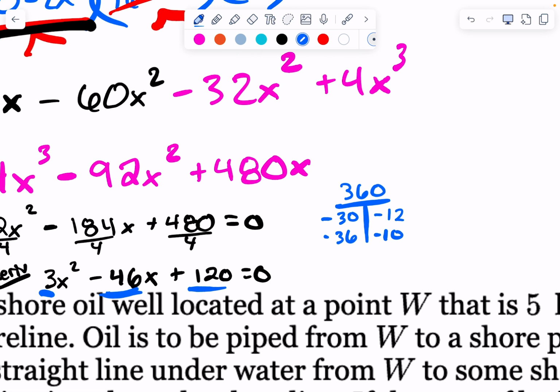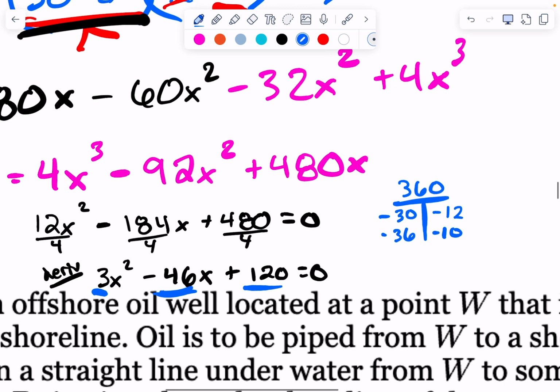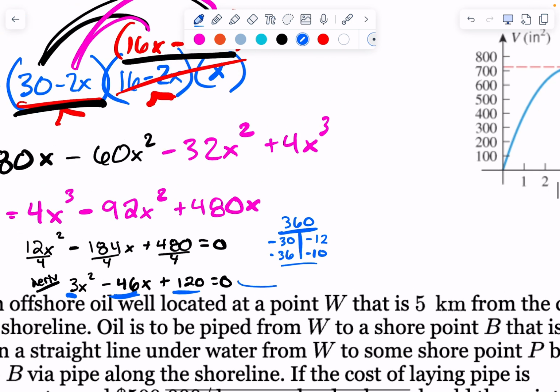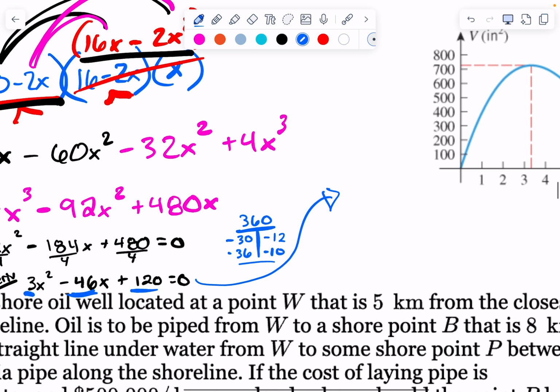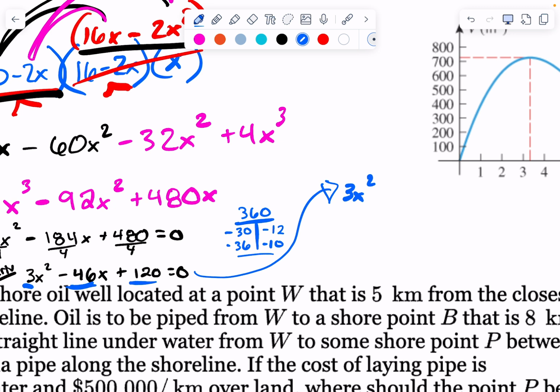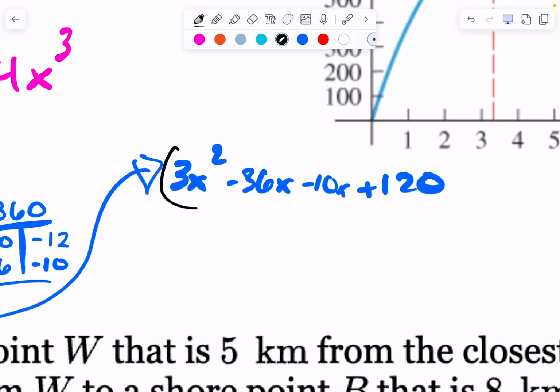Are you lost? Do I need to back up? No. Okay, we're at the derivative. We're breaking them down. We're doing a complex trinomial. And we got negative 36 and negative 10. Okay, so I'm going to set them up into 4 pieces and factor by grouping. So 3x squared stays, plus 120 stays, minus 36x minus 10x.